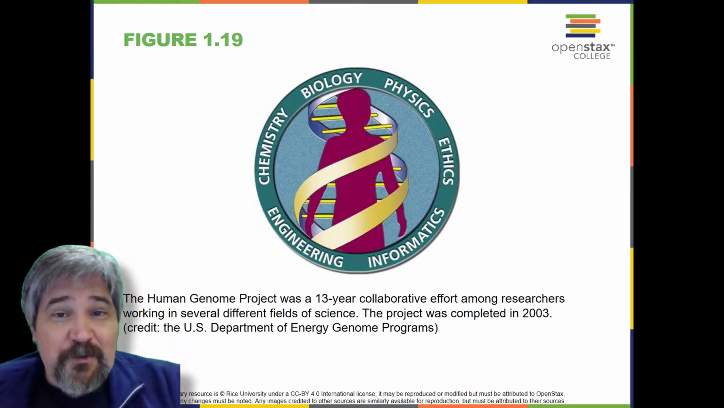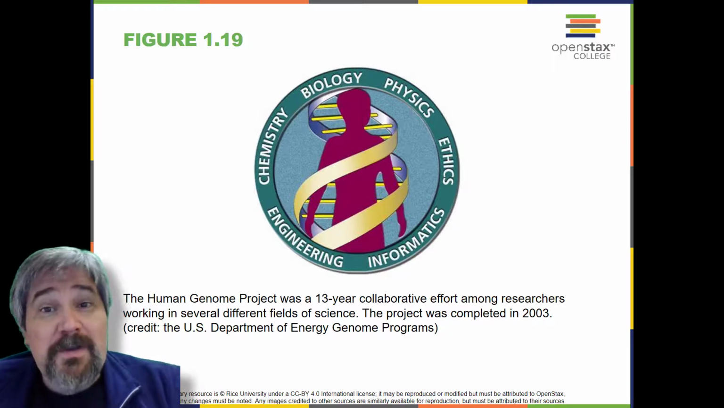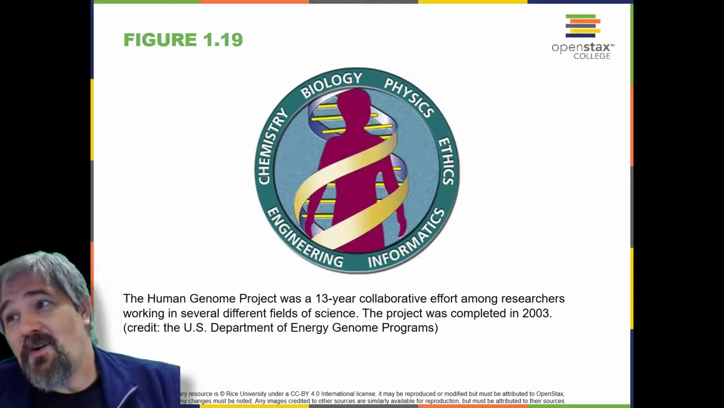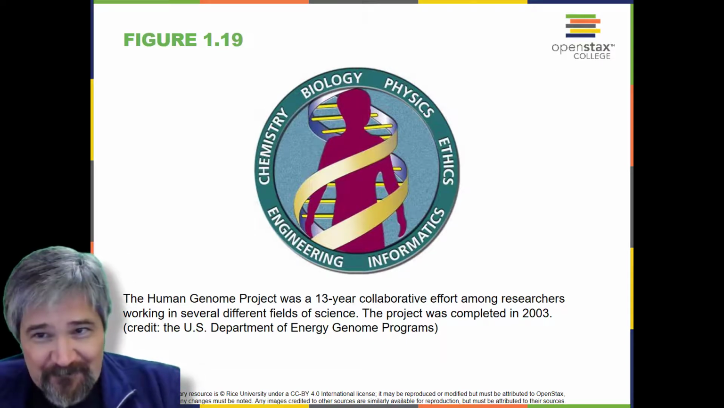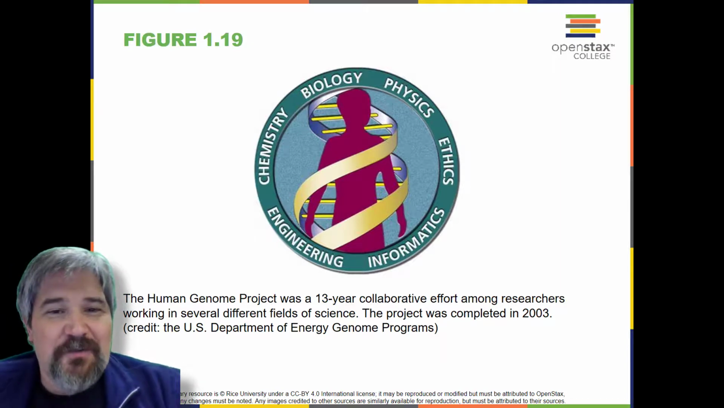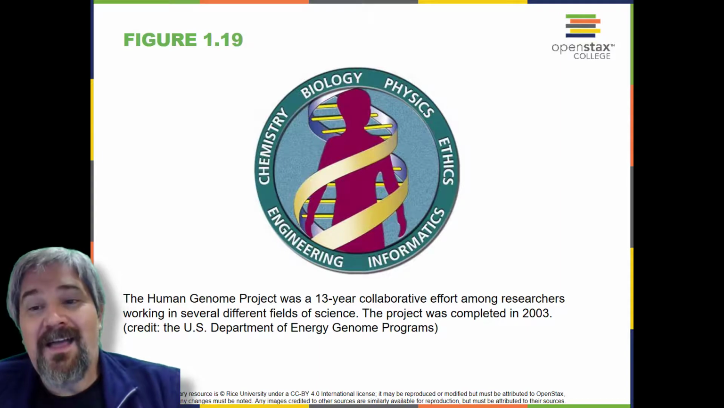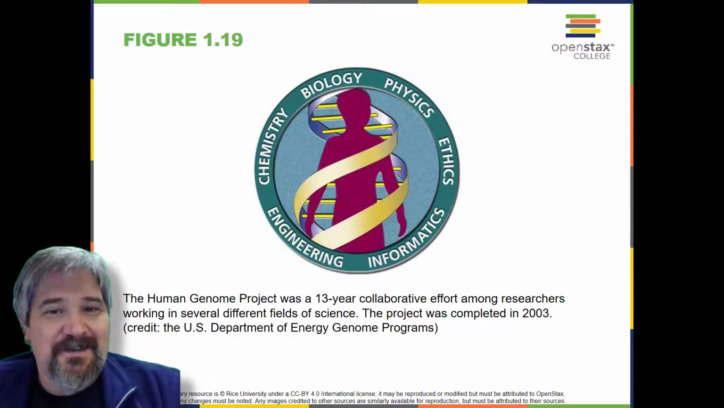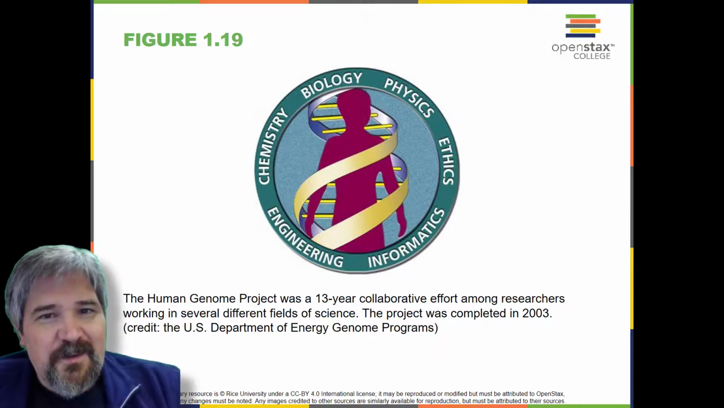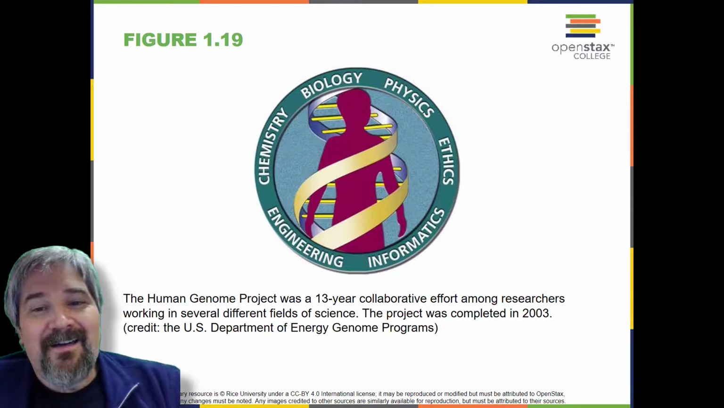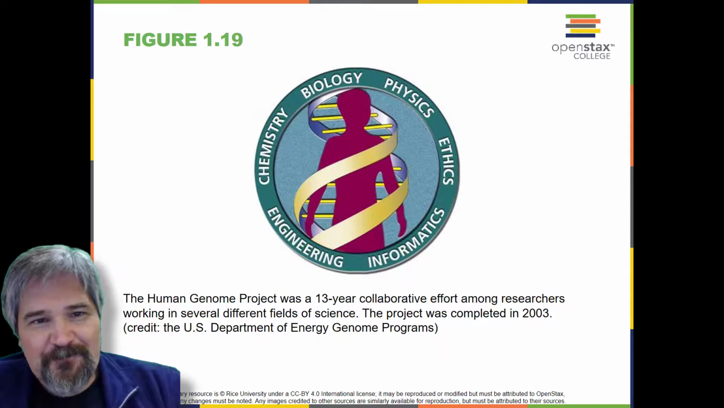Another example of the link between basic and applied research is the Human Genome Project, the logo of which is pictured here. A study in which each human chromosome was analyzed and mapped to determine the precise sequence of DNA subunits and the exact location of each gene. The gene being the basic unit of heredity.